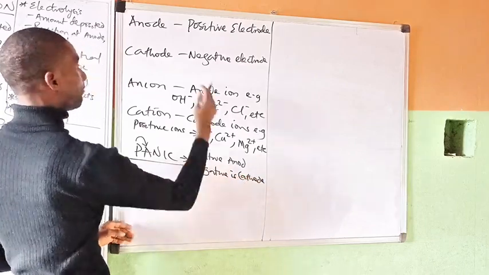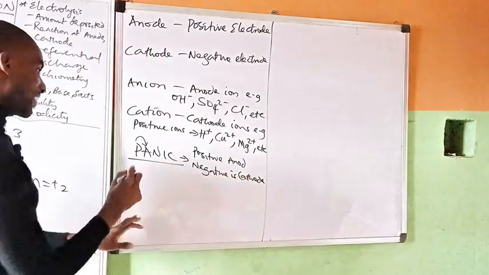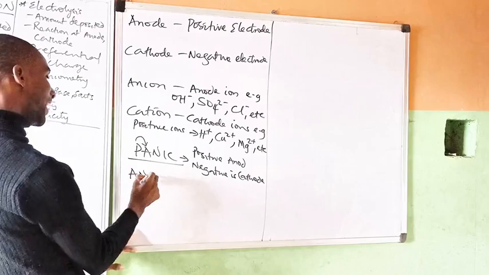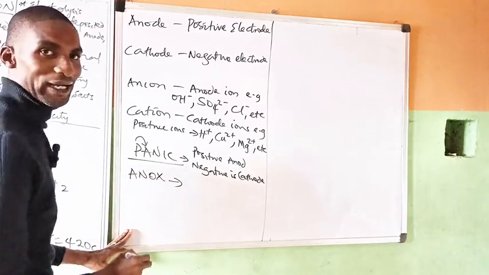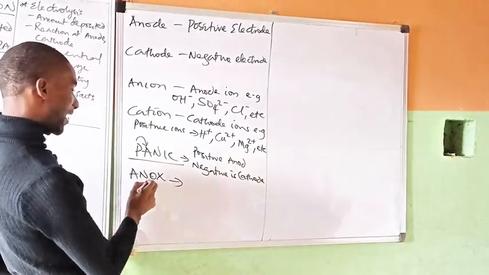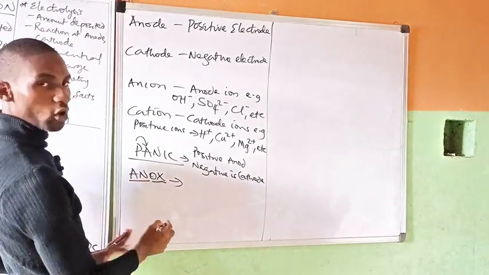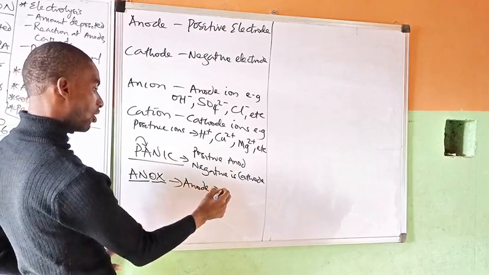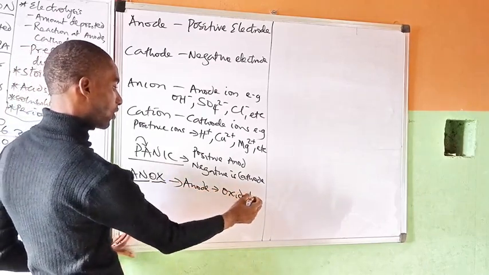So use that to remember these. All right. Then the next one I will talk about is ANOX. What is the meaning of ANOX? ANOX means the anode is where oxidation occurs. So at the anode is where oxidation occurs.